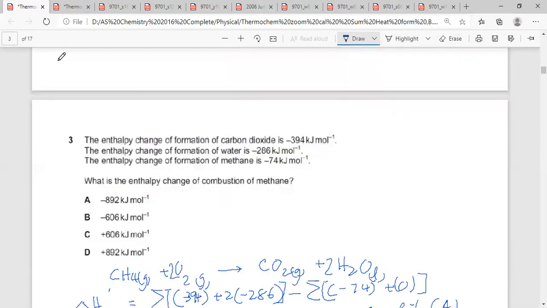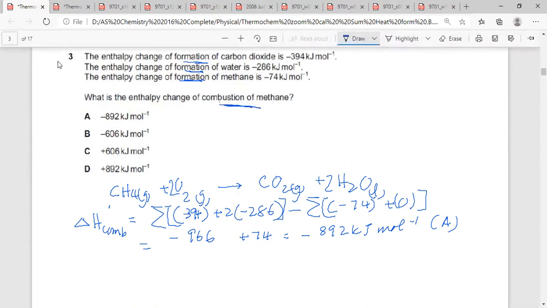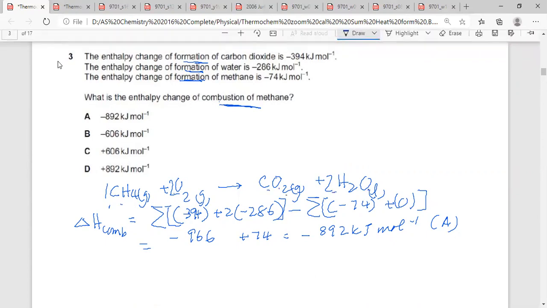Now another one is here. It's just the same thing. Again, the heat of formation of carbon dioxide, the formation of water, and the formation of methane. What's the equation for combustion? Of course, here you need to write the equation. If you don't write the equation, you die. Combustion means 1 mole of the compound is fully combusted. So 1 carbon here, 1 carbon here, you get 2 oxygen, 2 here, 4, so 2 here, right? So it's balanced here.